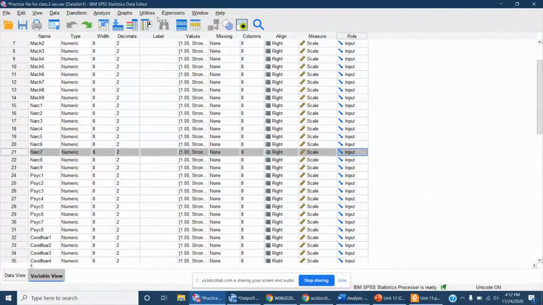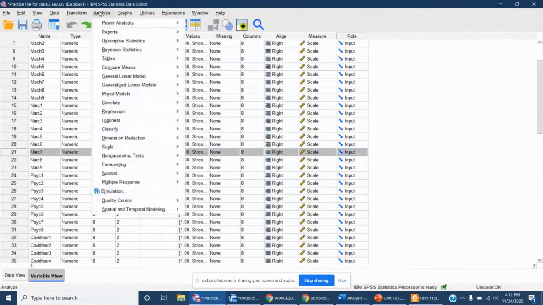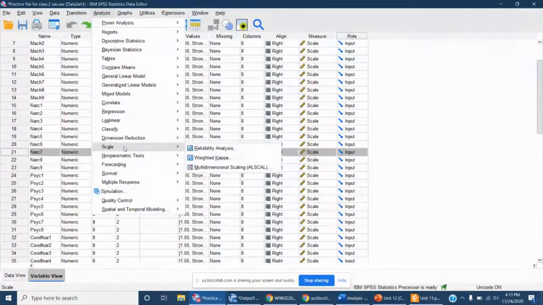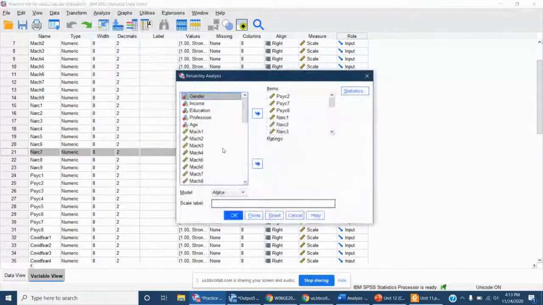In order to check the reliability, we need to go to the analyze button. We will click on analyze, and then we will go to scale. When we open the scale button, we have this option, reliability analysis. So again, I will show you: from analyze, we open scale, and from scale we choose reliability analysis.